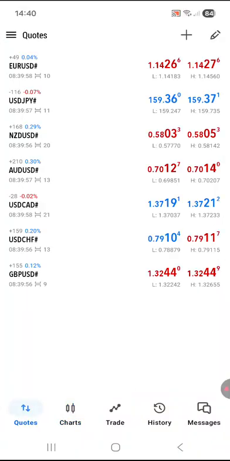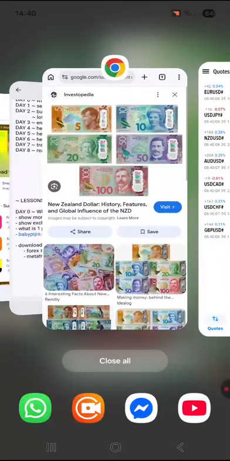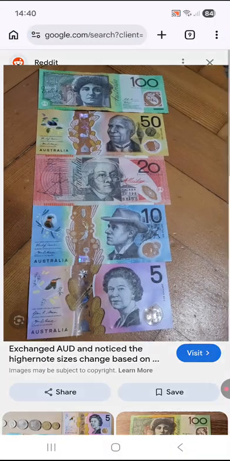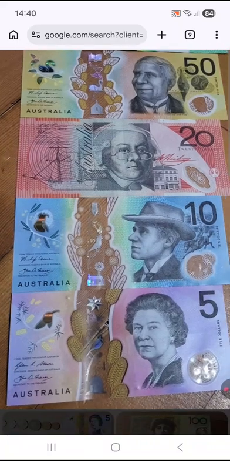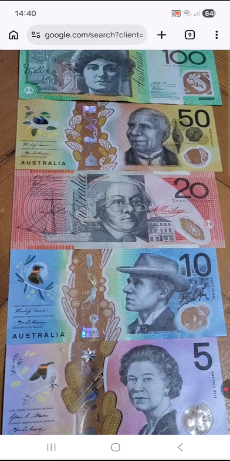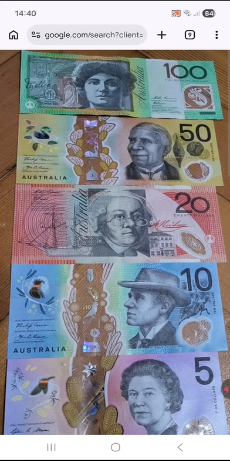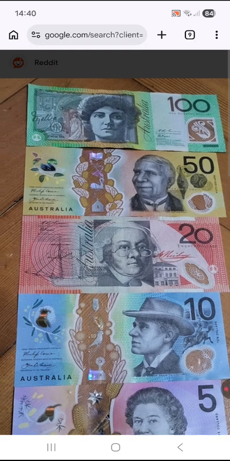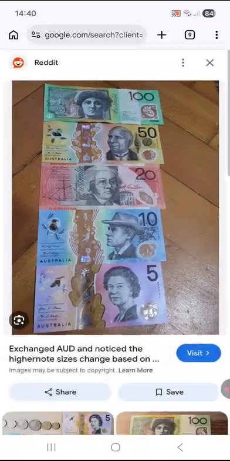I think Australian dollar is next. Let's see what the Australian dollar looks like here. This is the Australian dollar. If you go to Australia, this is the money that you use. You can see the Queen on the 5 Australian dollar bill there, the 10 Australian dollar, 20, 50, the $100 Australian. So that's the money that you use.